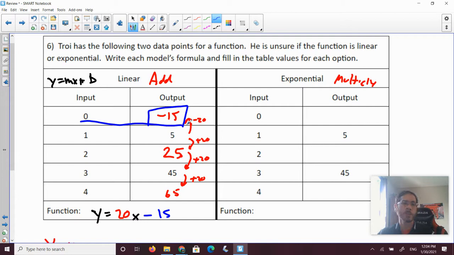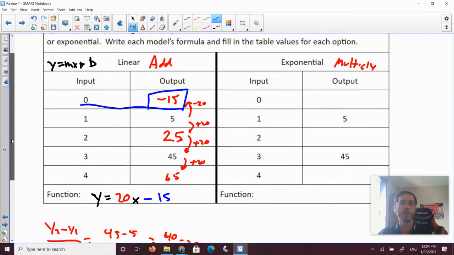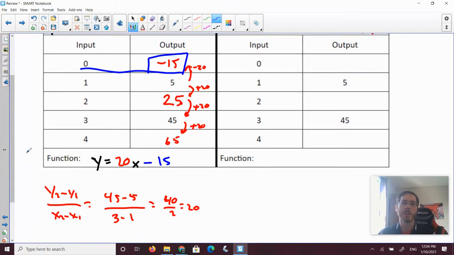So the exponential is a little bit harder because we have to decide, all right, we have to multiply every time. All right, well, let's see. 5 times 2 would be 10. 10 times 2 would be 20, so it's not 2. 5 times 3 is 15. 15 times 3 is 45, so that actually does work out. So we could do it with guess and check if we wanted to be fancy.